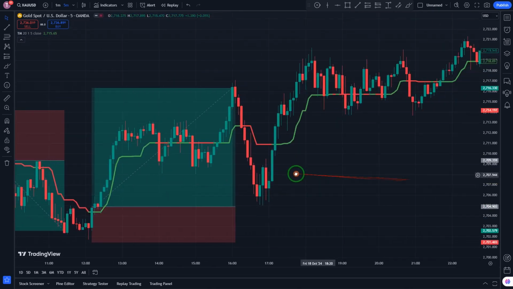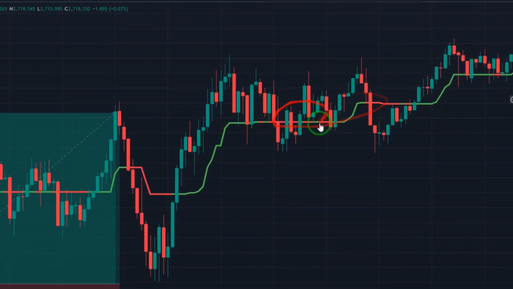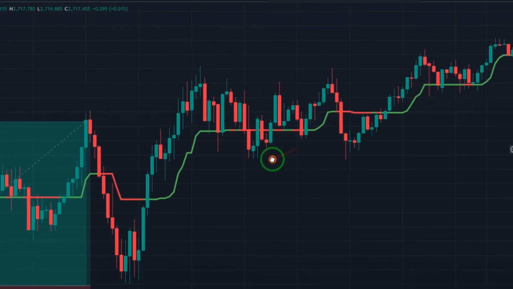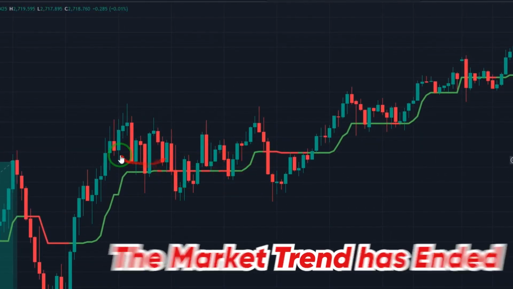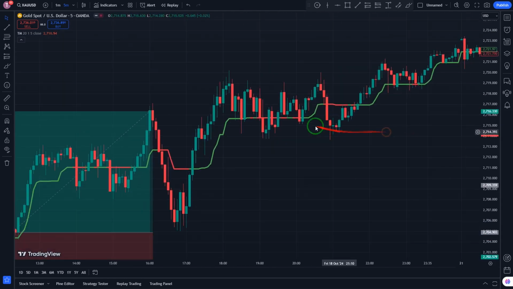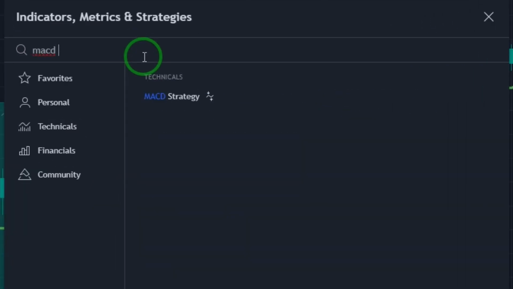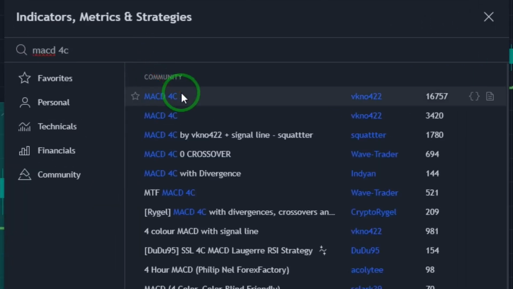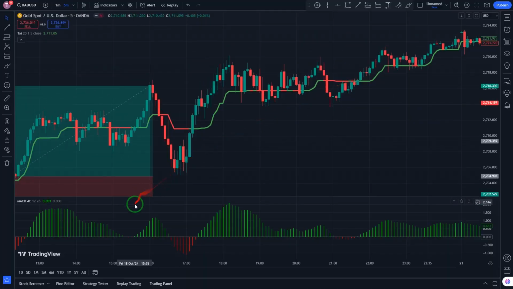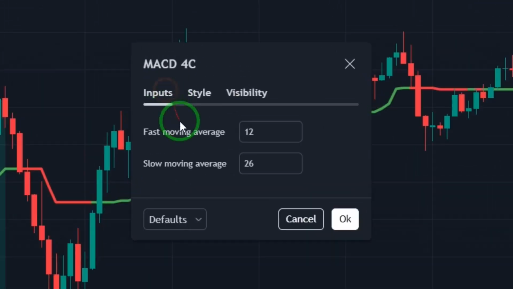But remember that in some cases where the market is sideways, this indicator changes color continuously and quickly. Whenever this happens, we need to realize that the market trend has ended. However, since this might be a bit challenging for us, we will use another indicator to help with this. So let's go to the indicator section and type MACD4C. We find it and add it to our chart. Now let's enter its settings and make some changes to it.